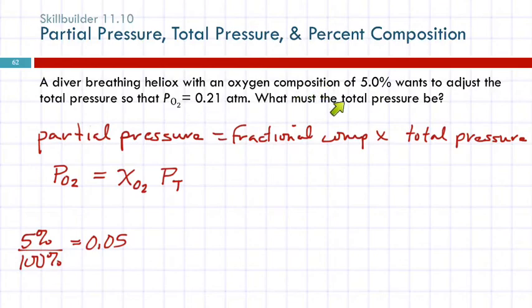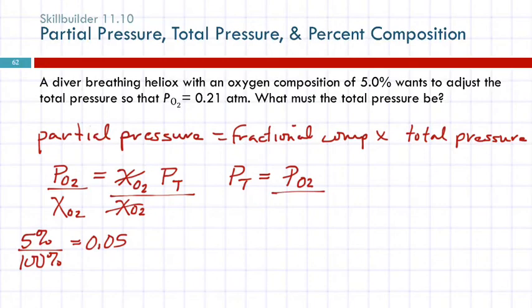We want the total pressure. We need to rearrange this equation. We want total pressure by itself, so we're going to divide by the fractional composition on both sides. And these chi's cancel out. The total pressure will be equal to the partial pressure of the oxygen divided by its fractional composition.